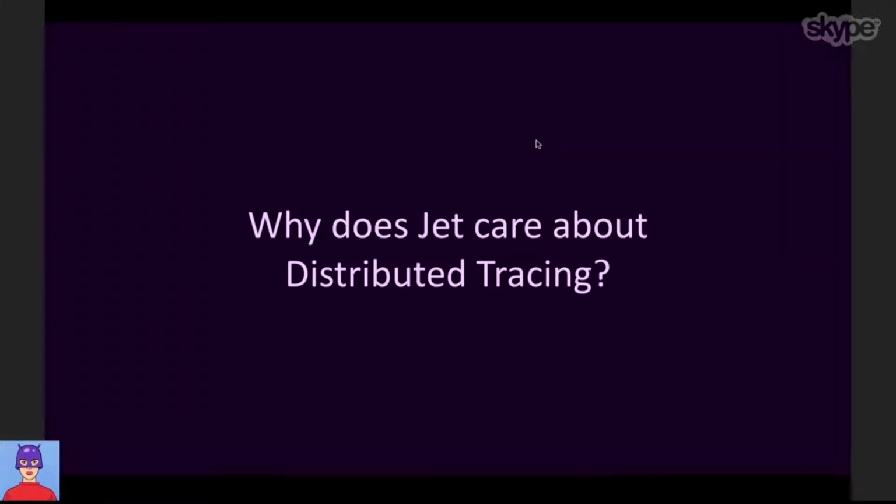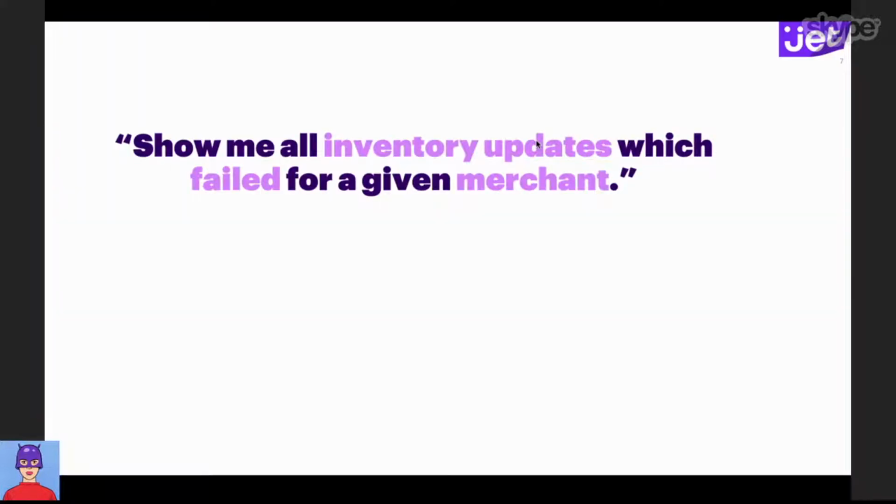So why does Jet care about distributed tracing? I think that's a really important question before we begin, because it puts what is distributed tracing and how it pertains to Jet in focus. So here's a type of query that we may want to know about at jet.com: show me all inventory updates which failed for a given merchant.